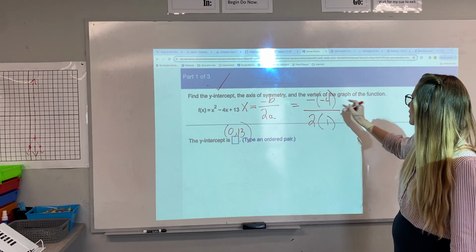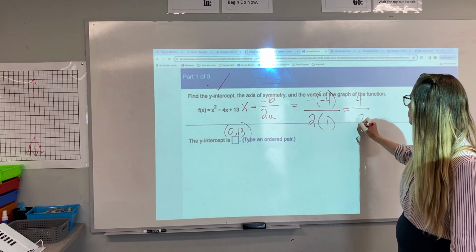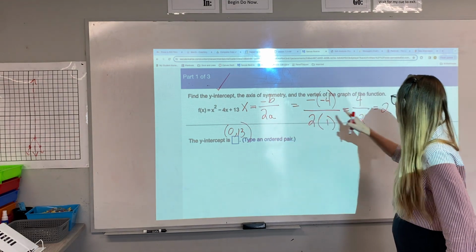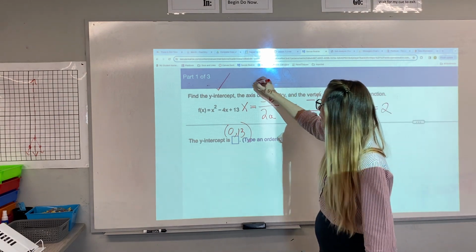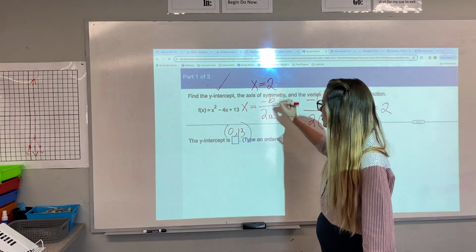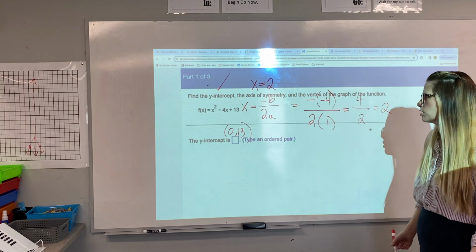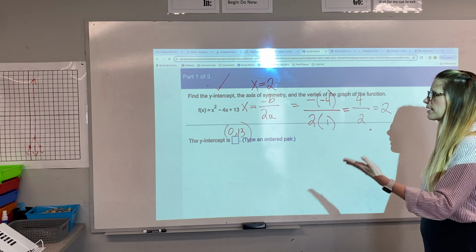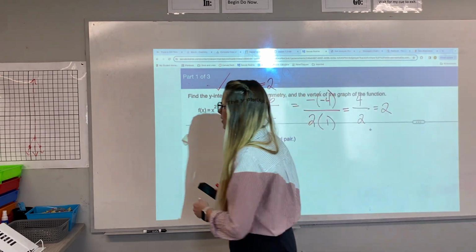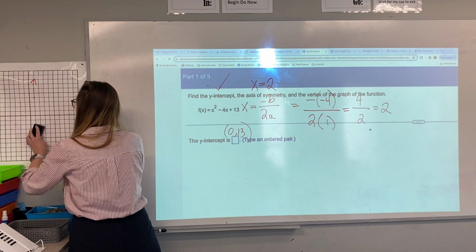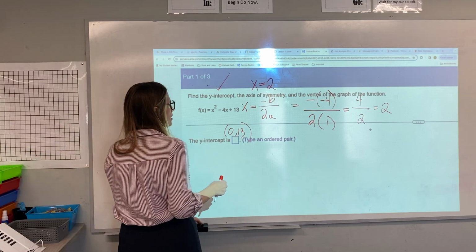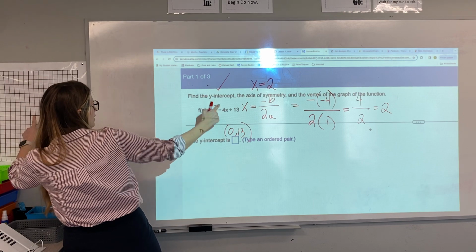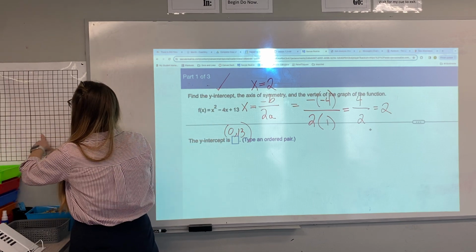Okay, so negative negative is a positive 4 over 2 is 2. Positive 2, that means x equals 2. That is your axis of symmetry. See how easy that is to get? You just plug your a and your b into the formula and slap on an x equals. Now again, it's not asking you to graph it, but since it's nice, easy numbers that fit on my coordinate plane, I'm going to do it. I'm going to graph my y-intercept, which is 0, 13. It's all the way up.